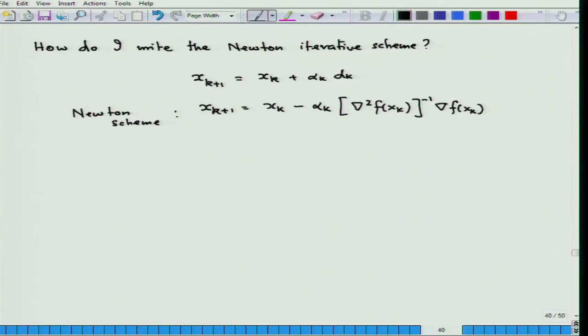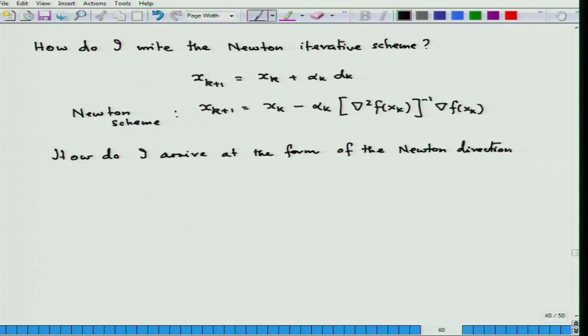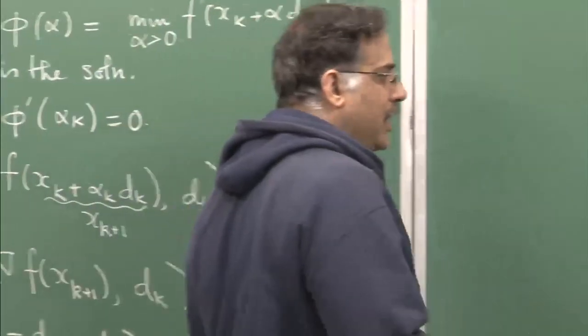So, you are replacing dk with minus of this, and that is what we have in the Newton scheme. But the next natural question is, how do I know that I have to choose dk in such a pattern? How do I arrive at the form of the Newton direction itself? Now, here is a very crux issue which lies at the heart of analysis, because it takes something from Taylor's theorem.